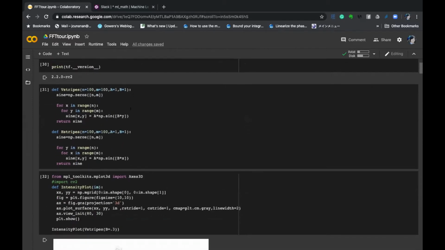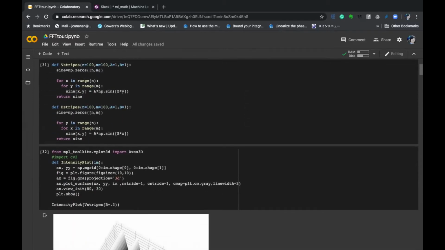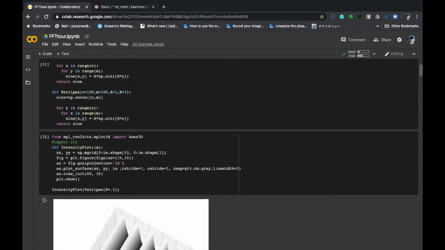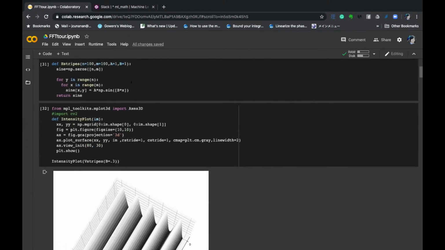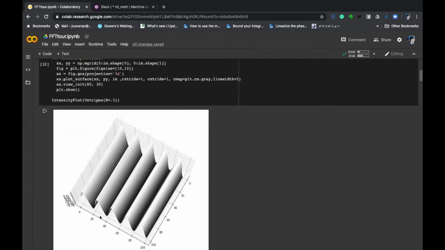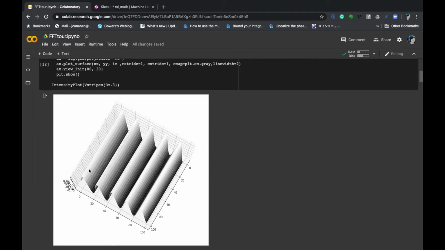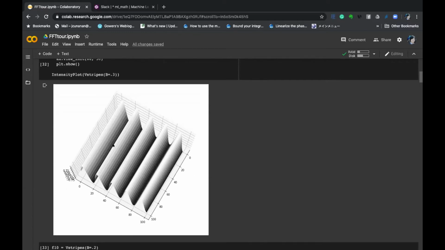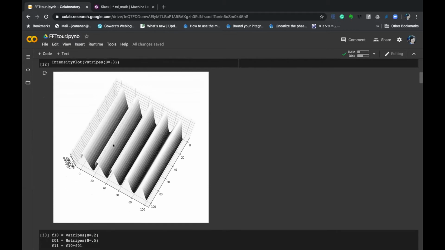Here we're just defining vertical stripes and horizontal stripes using sine. What I want you to understand in this photo is that your pictures are 2D functions of two variables, which you graph in a 3D space. So this is some stripes graphed in a 3D space. So what we were doing earlier, taking the Fourier transform of a 2D function, makes sense.